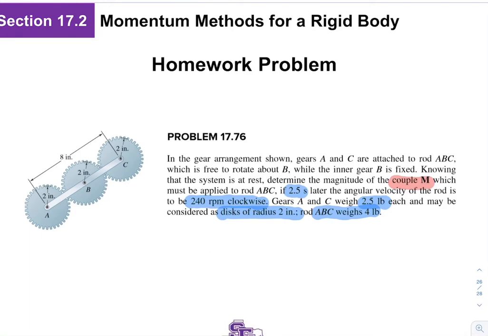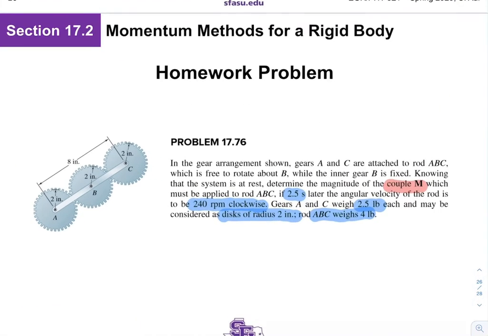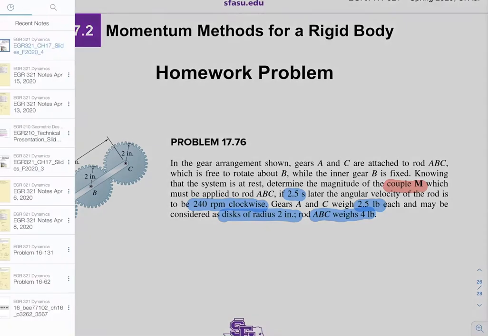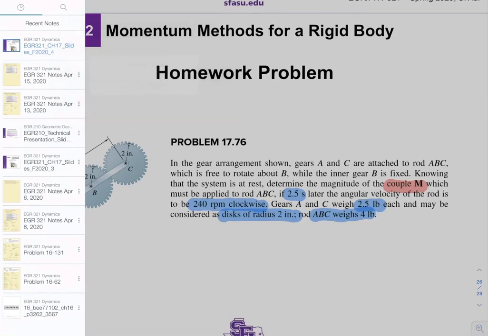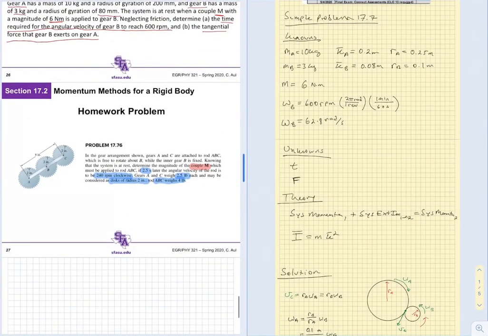All right, so it tells us the information about the weight of gears A and C, and we can consider them as discs of radius 2 inches. And then the rod ABC weighs 4 pounds. We look at the radii here, which are given as 2 inches. And yeah, I think that's pretty good here. So let's go through this.